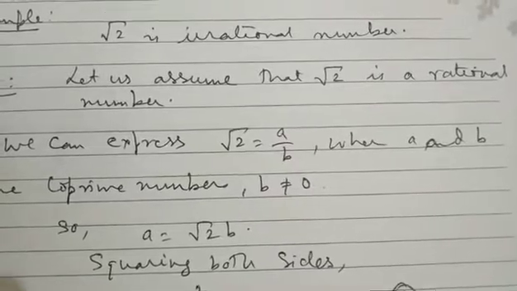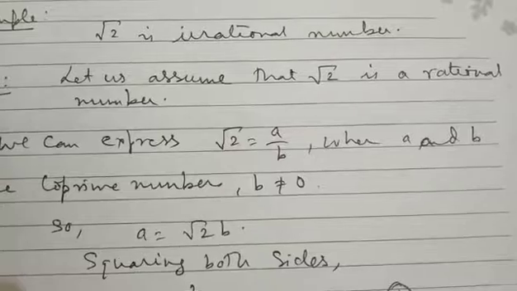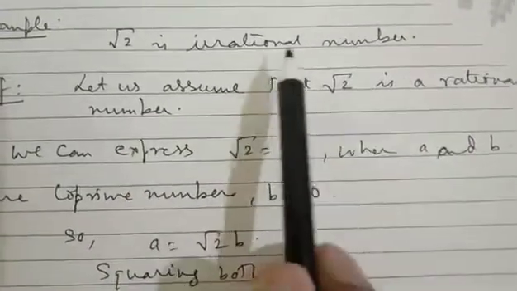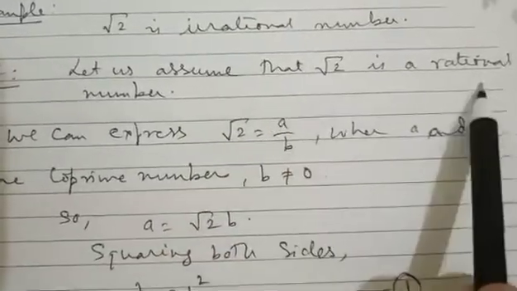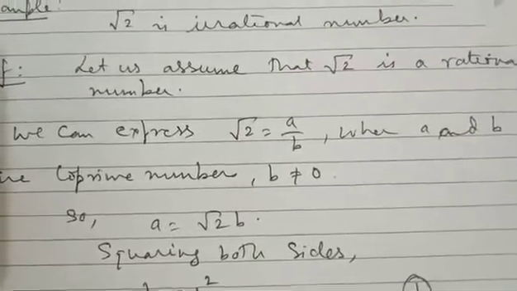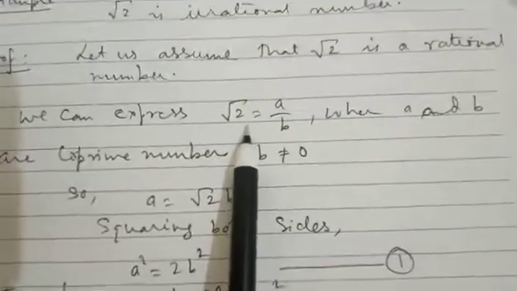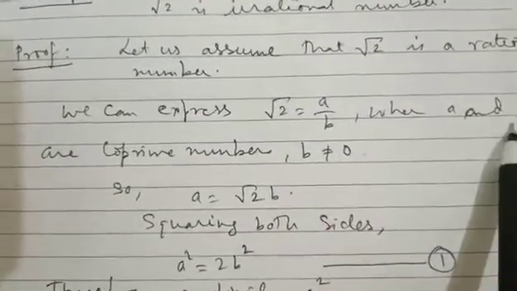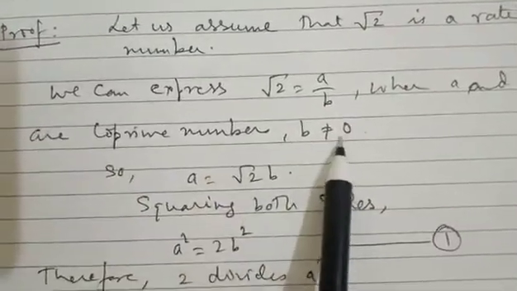So let me explain. In this method, we will assume root 2 as a rational number. That means we have to prove it is irrational, but we will assume that root 2 is a rational number, just the opposite of what we have to prove. Now we can express root 2 in the form of a by b, where a and b are co-prime and b not equal to 0.